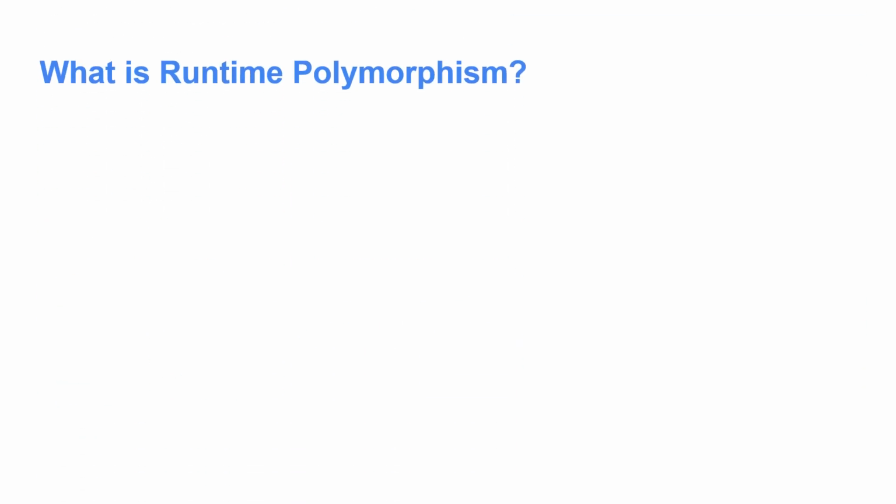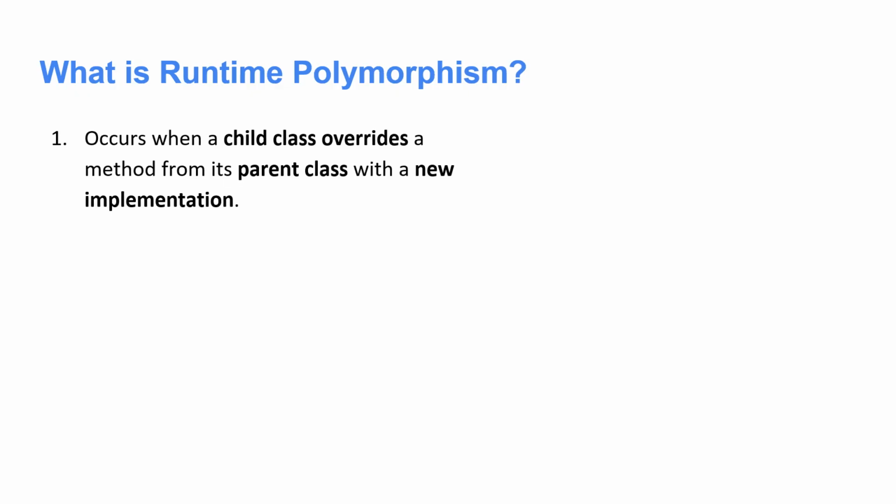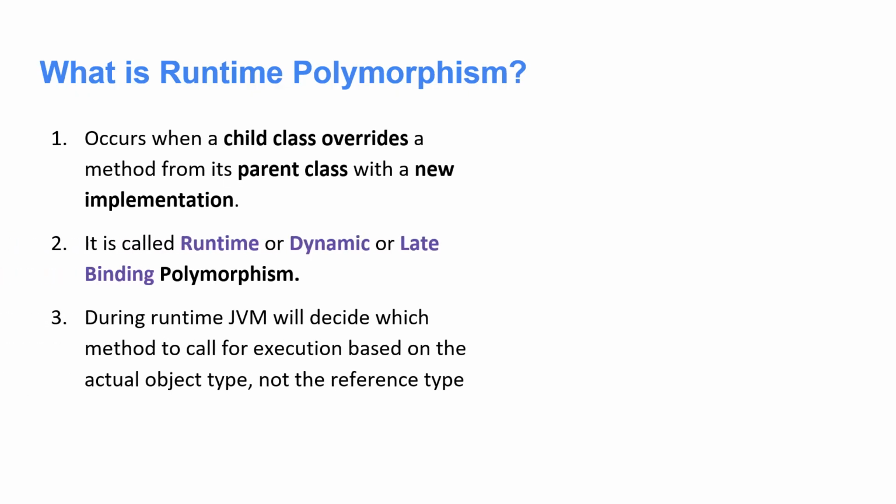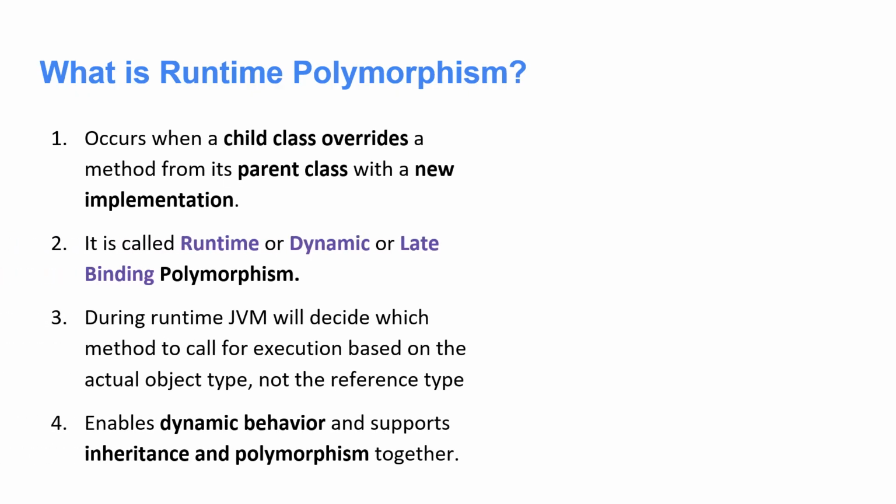Now let's look at runtime polymorphism, also called method overriding. This occurs when a child class provides its own version of a method that's already defined in the parent class. Unlike overloading, this decision is made at runtime, meaning the JVM decides which version of the method to execute based on the actual object type, not the reference type.